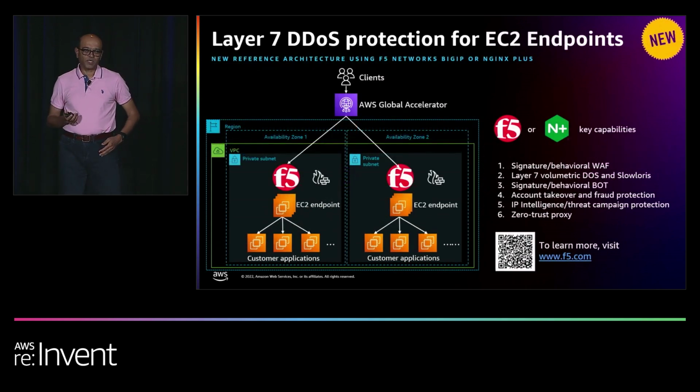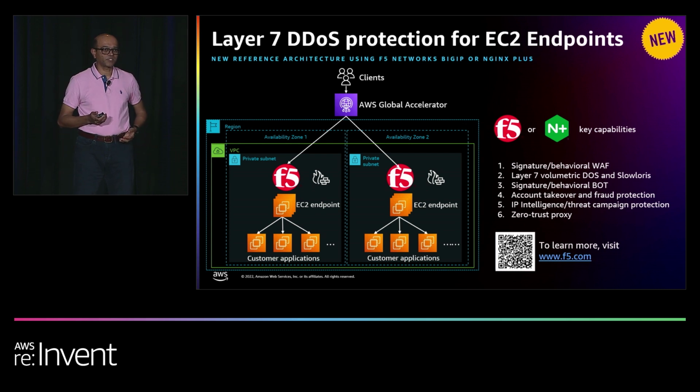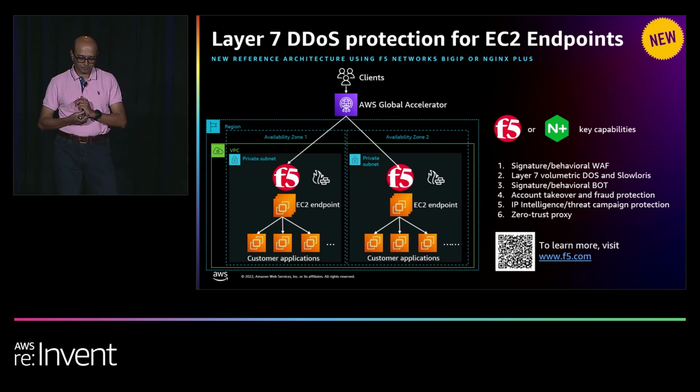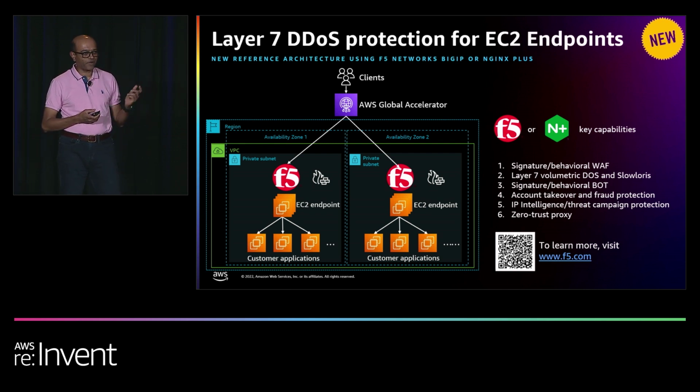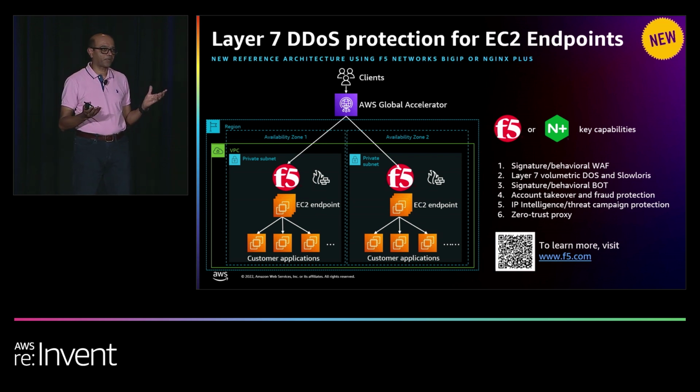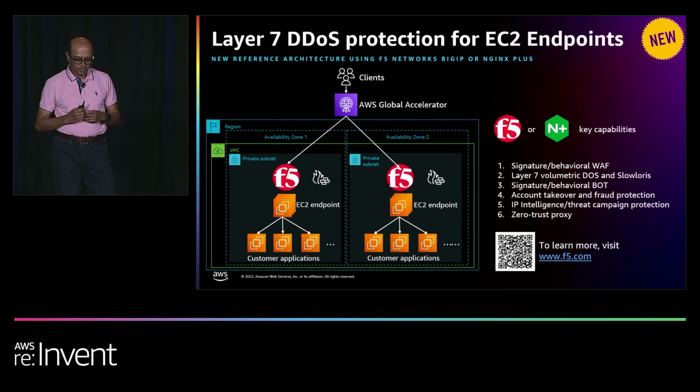Some of our customers also ask us about layer 7 DDoS protections when they're using EC2 endpoints. So today I'm pleased to share an example reference architecture with our partner F5. In this architecture, you would deploy F5 Big IP or Nginx Plus running on EC2 instances behind Global Accelerator. Both these F5 products have the ability to do signature and behavioral WAF and provide layer 7 volumetric DoS protections. So this is really useful in migration scenarios.